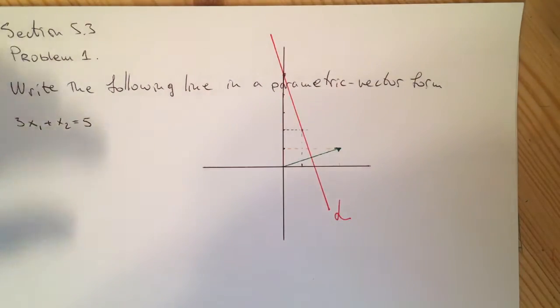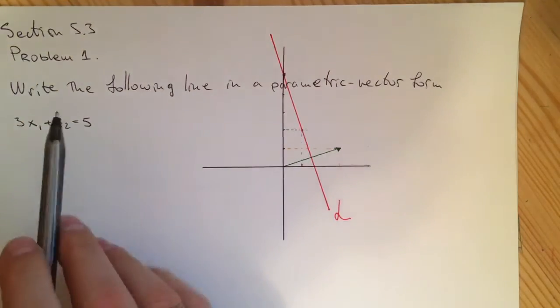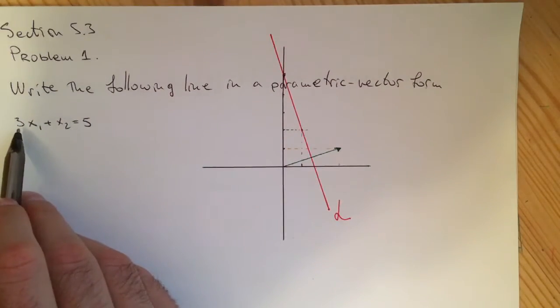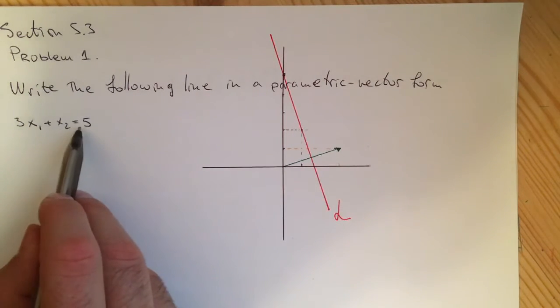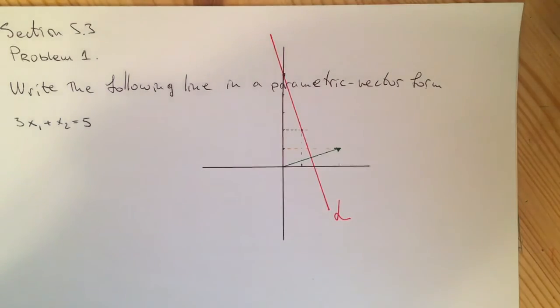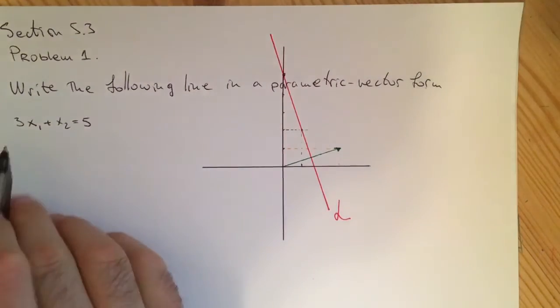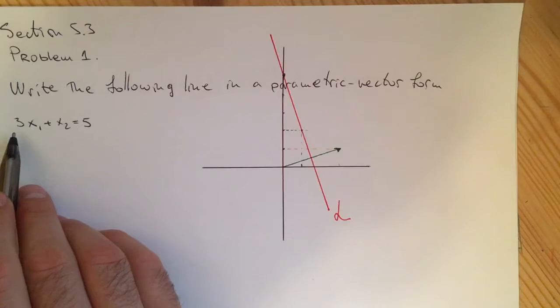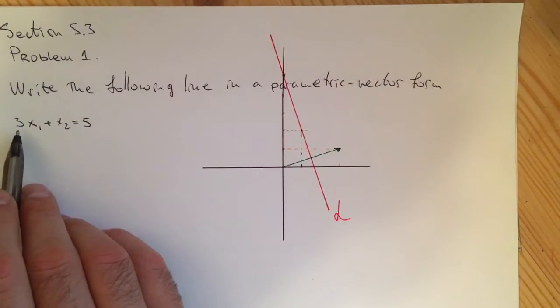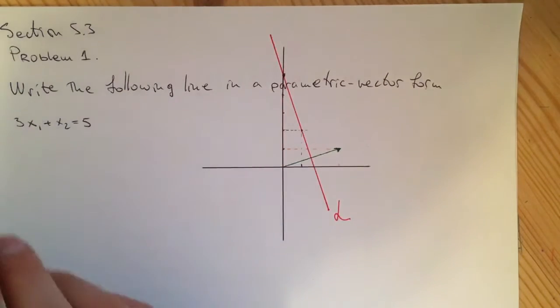This is problem 1 from section 5.3, where it says write the equation of the line 3x1 plus x2 is equal to 5 in a parametric vector form. Okay, so here I sketched the line L. Let's call that line L.